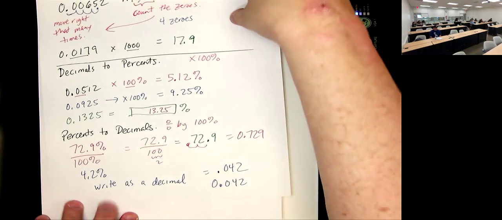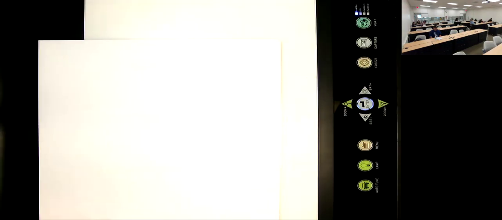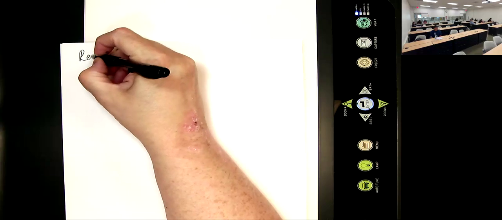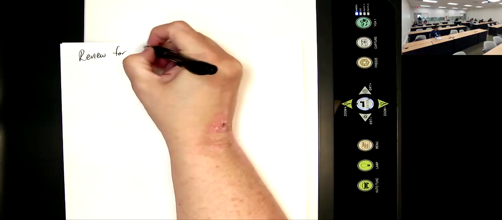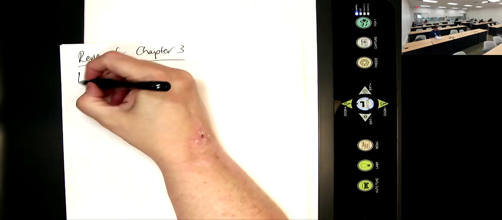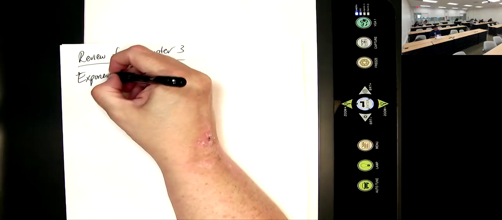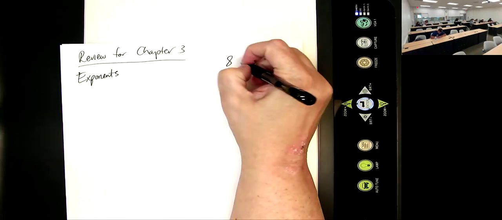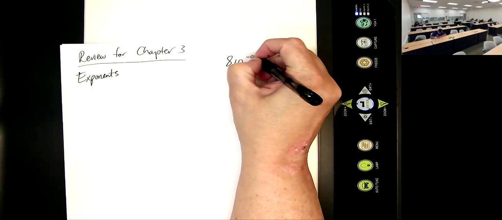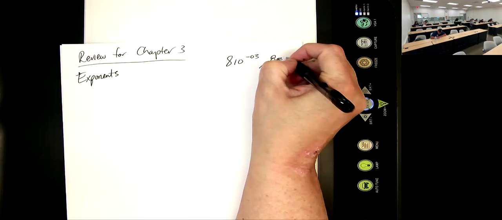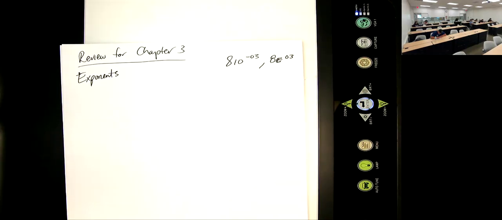Alright, that was some basic review for mathematics in general that you'll use throughout the entire class. This is focused on stuff that shows up in chapter 3. One concept is exponents. I mentioned them earlier when we saw the 8 e to the -03 and 8 e to the 03. The calculator puts the 0 there, it's not necessary.